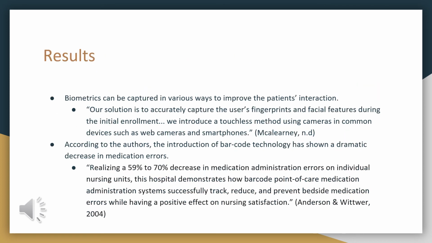The next slide is a systematic review for biometrics. This is basically 2 articles that we pulled from our bibliography that we felt were a good example for what we're trying to convey in our review. The first article states, biometrics can be captured in various ways to improve the patient's interactions. And a quote from that article is, our solution is to accurately capture the user's fingerprints and facial features during the initial enrollment. We introduced a touchless method using cameras and a common device such as web cameras and smartphones.